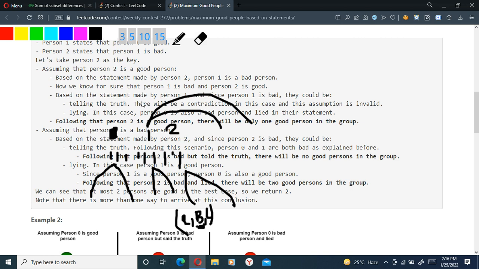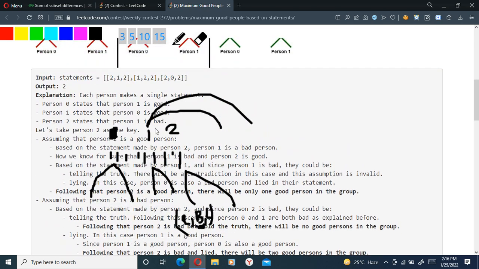If yes, okay. So since person 1 is telling that the person 0 is truth, then if this guy is lying, that ultimately means that this guy is also lying. So this cancels.